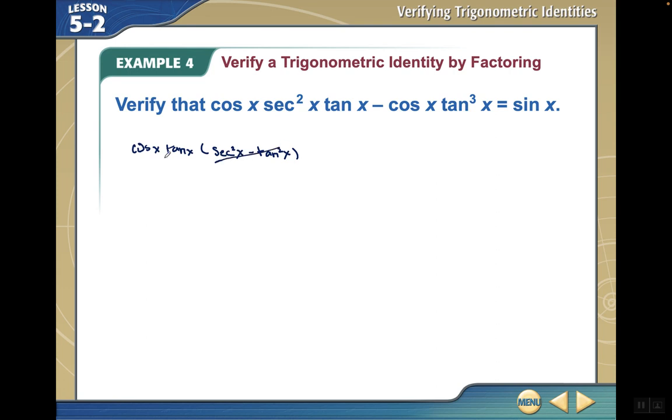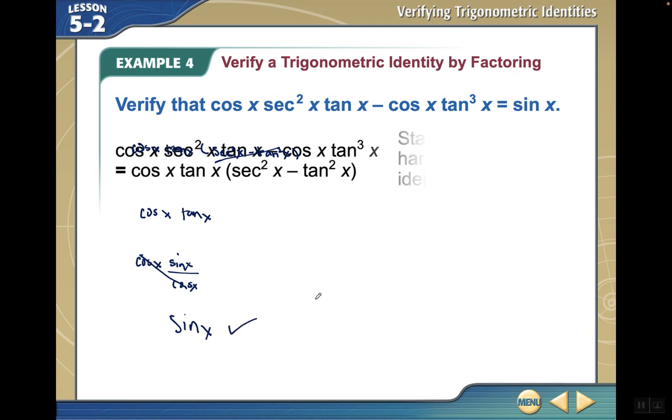Okay, so now all we have is cosine x times tangent x. And tangent we can rewrite as sine over cosine. So I have cosine times sine over cosine, which very nicely cancels out, and we just get sine x, which is what we wanted. Yay, that one was way better.